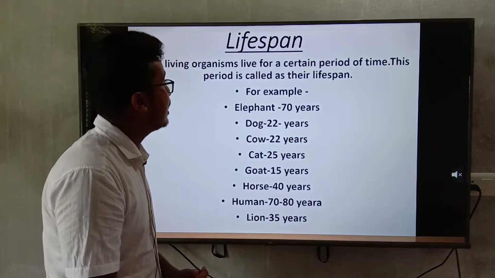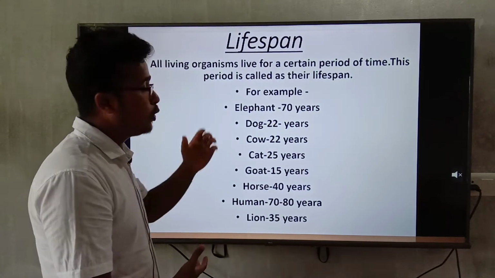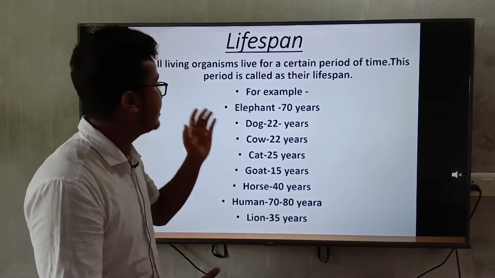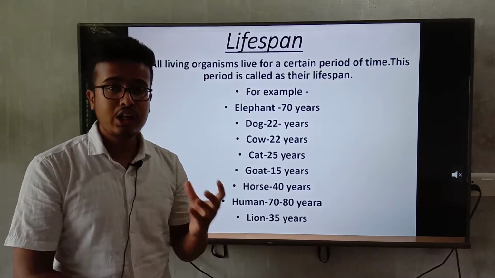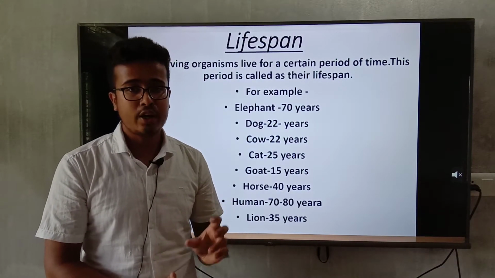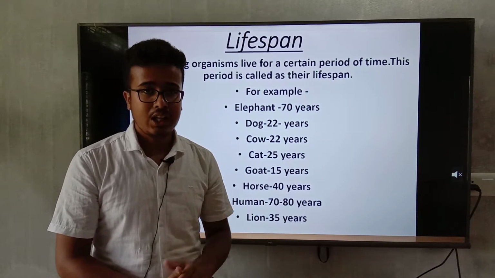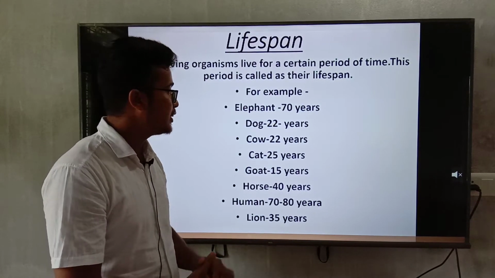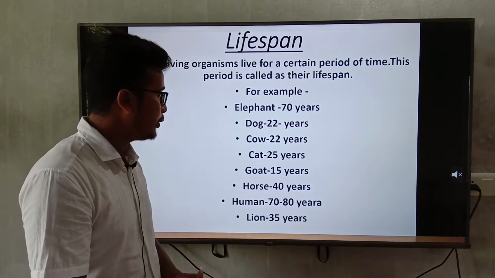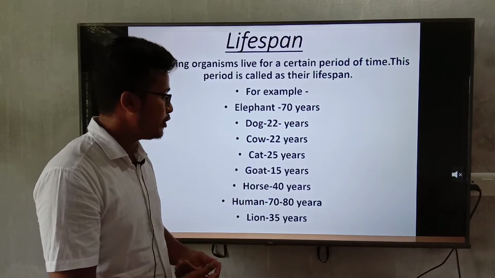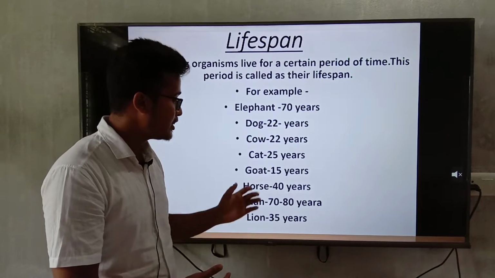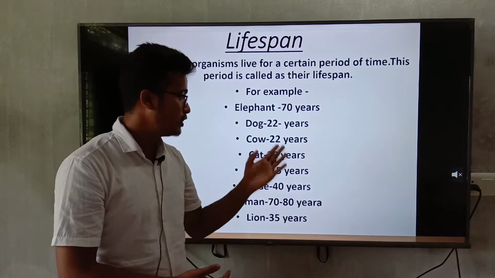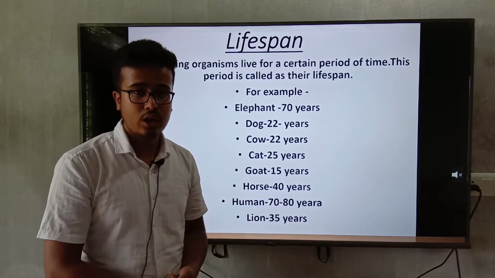After this, another topic which is lifespan. What is lifespan? All living organisms live for a certain period of time, and that period is called their lifespan. Now you can see examples: elephant lives for 70 years, dog 22 years, cow 22 years, cat 25 years, goat 15 years, horse 40 years, human beings 70 to 80 years, and lion 35 years. So these are the lifespans of these living organisms.